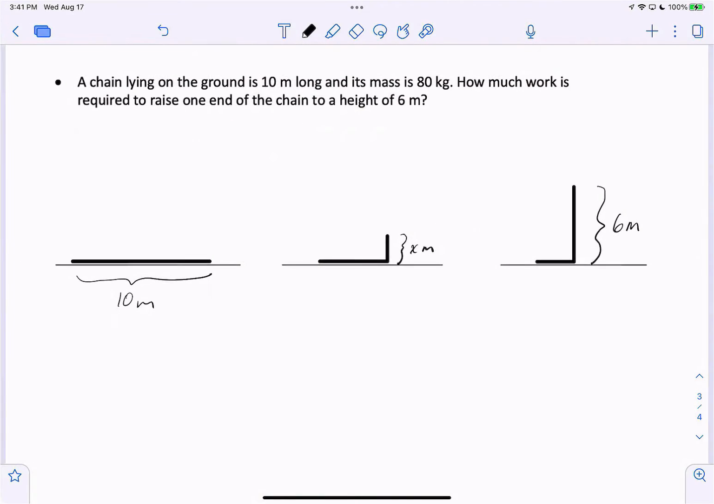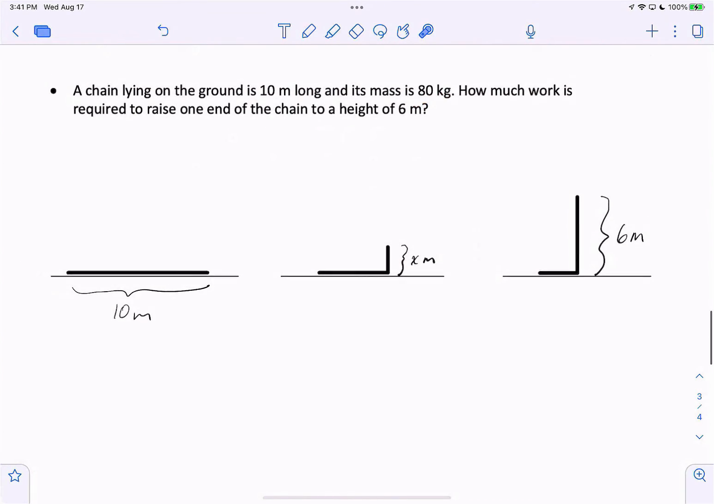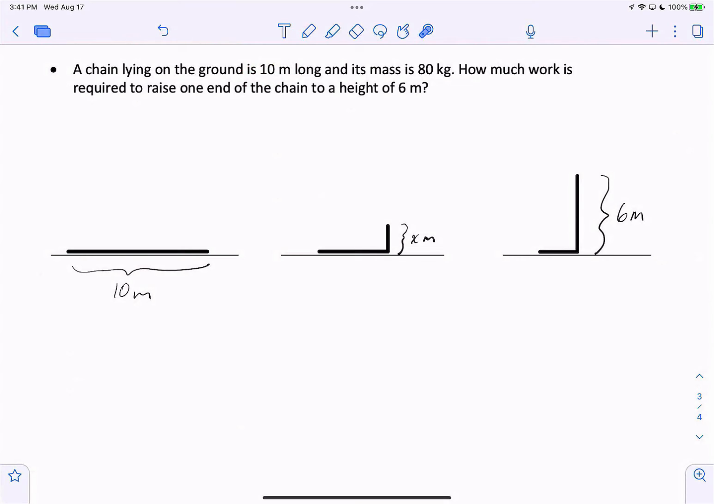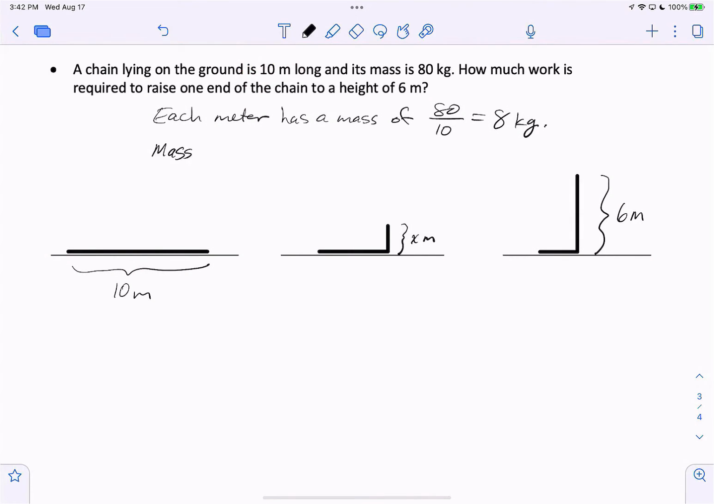Now we're told that this chain has a mass of 80 kilograms and that it's 10 meters long. So each meter has a mass of 80 divided by 10, or 8 kilograms. Or we could say the mass density is 8 kilograms per meter. Therefore, this length of chain has 8 kilograms per meter times x meters. That's the mass of the length of chain that's being supported right here.